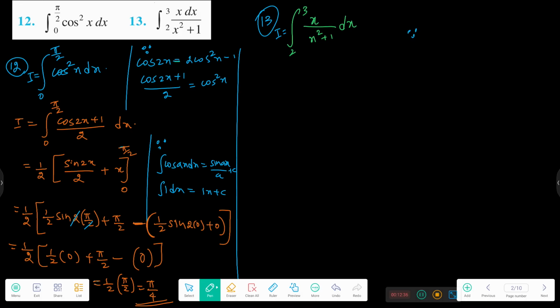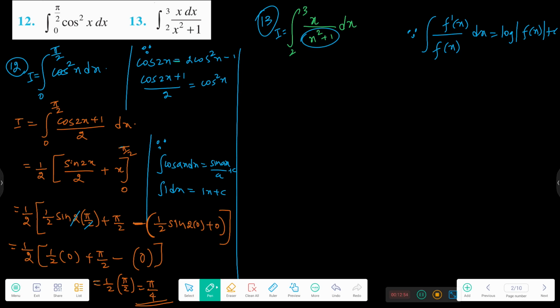Children, we know the formula. What is that? Whatever we have in the denominator, that you differentiate. If you have it in the numerator, we can write log of the denominator. That idea I am going to apply.